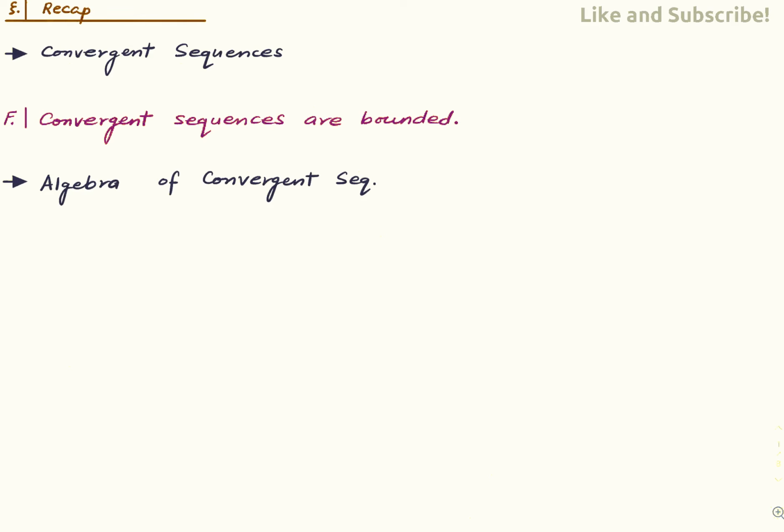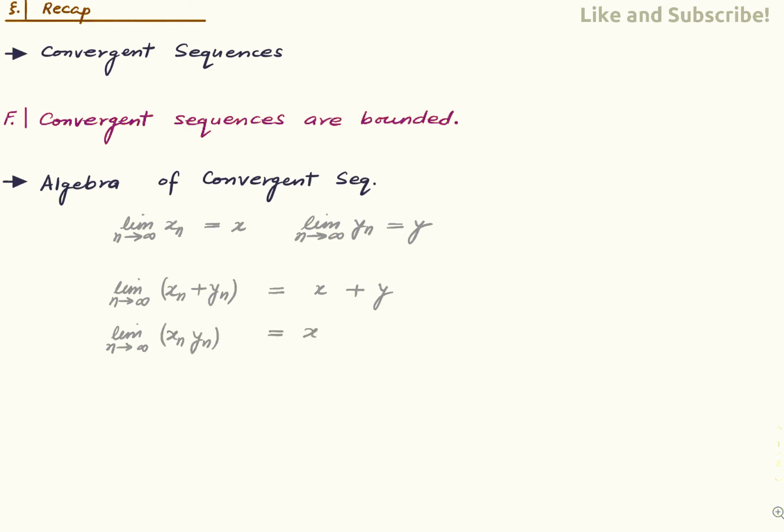By that I mean the following facts: suppose we have two sequences xn and yn, both of them convergent, with limits x and y respectively. Then the limit of the summed sequence is the sum of the limits, and the limit of the product is the product of limits. And we did a scaling version, but the scaling version is a special case of this one.